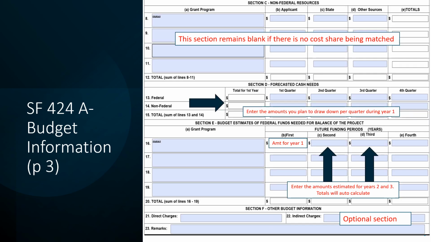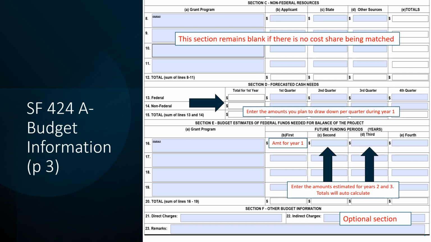Moving on to page 3 of the budget, which is also the last page of the budget. For section C, non-federal share resources, this section will remain blank because there is no cost share. So you will just skip to section D, where you will enter the amounts on how you plan to draw down or spend down year one.